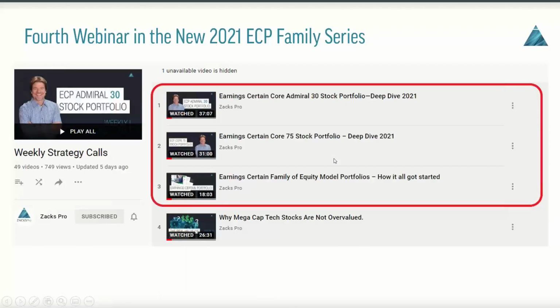Today's webinar is the fourth webinar in the new 2021 ECP family series. I have all three of the prior webinars circled in red on the screen. We started out 3 weeks ago, roughly, with the Earnings Certain family of equity model portfolios, how it all got started. Talked about the constructs and how it was actually designed and developed. And then we moved on to the Earnings Certain Core 75 stock portfolio. This is the portfolio where everything is more or less derived from. And last week we discussed the Earnings Certain Core Admiral 30, and today we're going to wrap up the actual family itself with the Dividend Aristocrats portfolio.